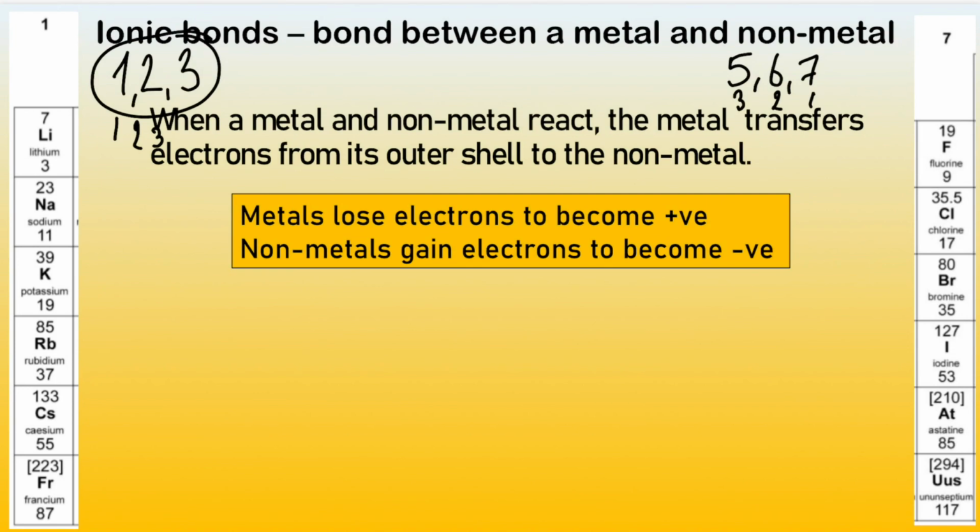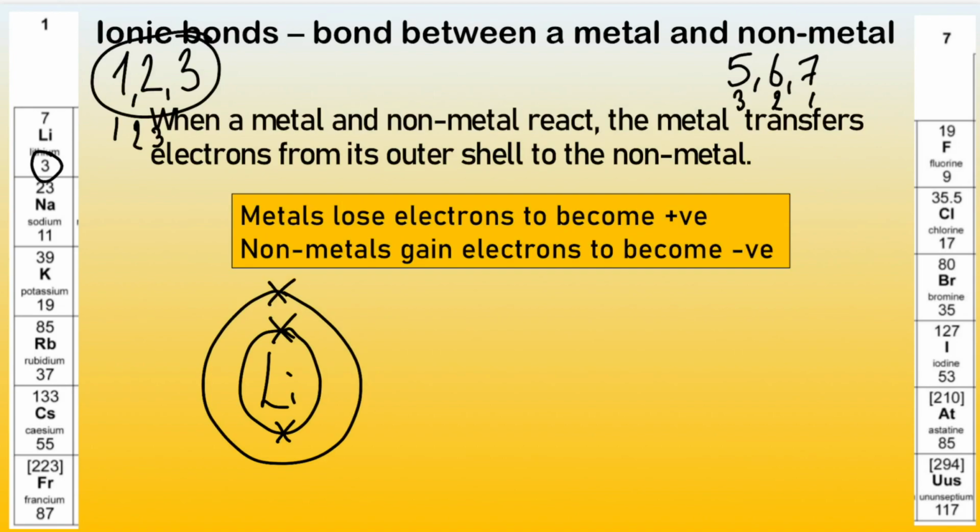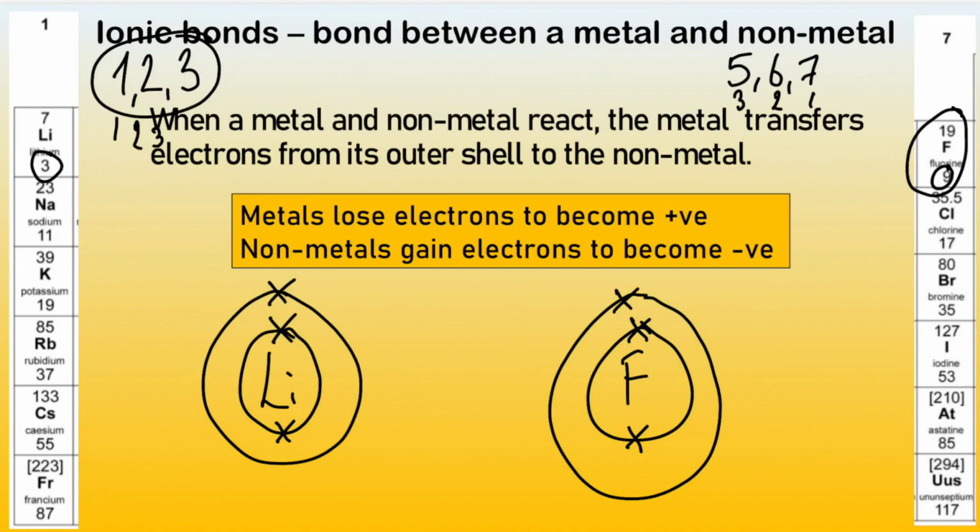As an example, lithium has 3 electrons in its outer shell. We know that because it's got a proton number of 3. So as an atom, it has 2 electrons in its first shell, and in its outer shell it has 1 electron. If we then bond it with, let's say, fluorine, fluorine has 9 electrons in its atom structure. So fluorine has 1, 2 in its first shell. That leaves 7 in its second: 1, 2, 3, 4, 5, 6, 7.